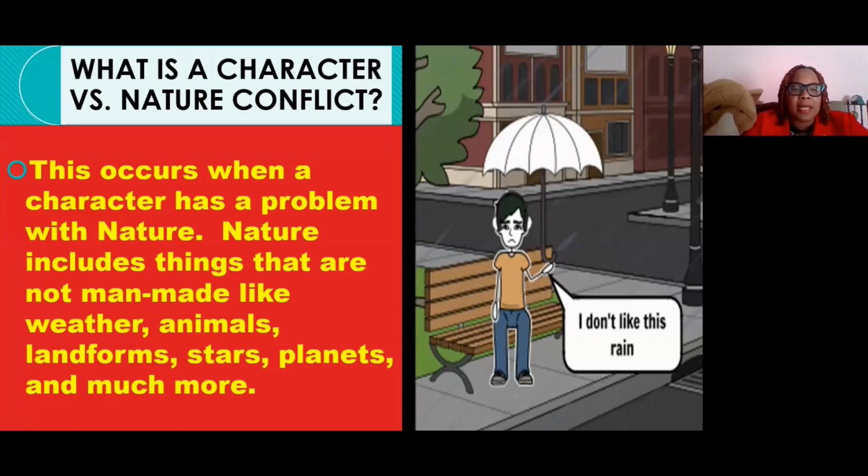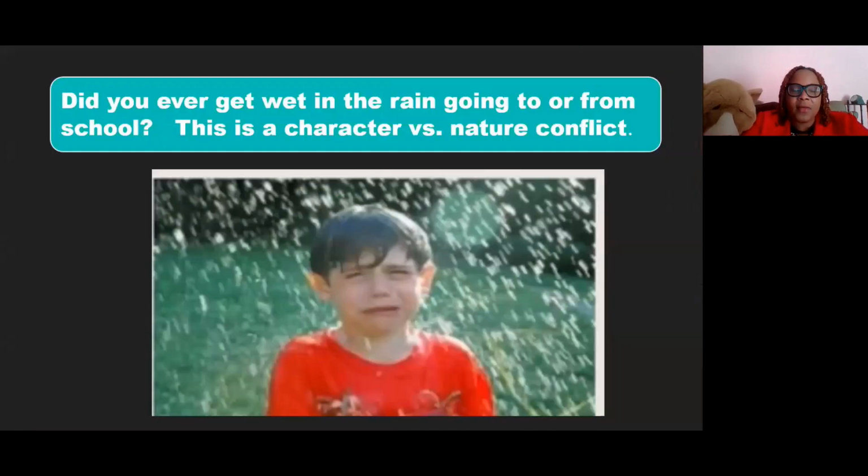Now, what's happening now with the virus is debatable. If it was man-made, then it would not be nature. But if it's a natural thing for it to happen in life, then it'll be a nature conflict. But we're not sure how it started. So this is another example of a character versus nature conflict.